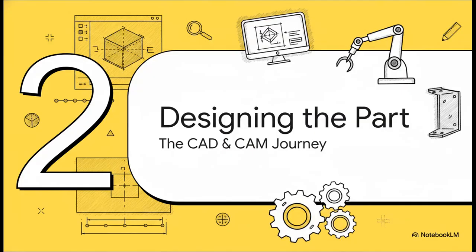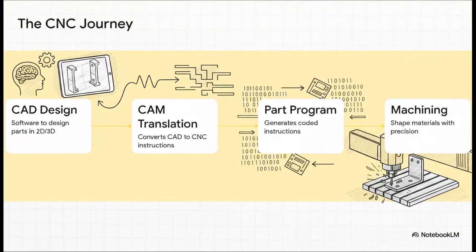Section 2. Designing the part, the CAD and CAM journey. Every great physical part, including our custom metal bracket, starts its life as a digital idea. Let's look at how we build this bracket step by step. Step 1, CAD design. Step 2, CAM translation. Step 3, G-code generation. And finally, Step 4, physical machining. It's a beautiful, logical flow from mind to matter.